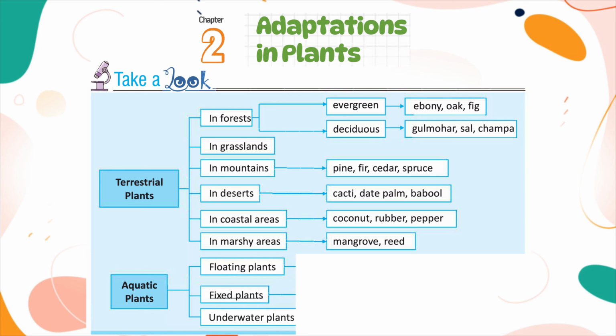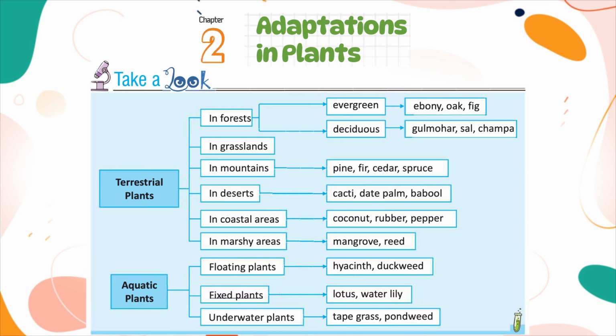Aquatic plants. Floating plants: hyacinth, duckweed. Fixed plants: lotus, water lily. Underwater plants: tape grass, pondweed.